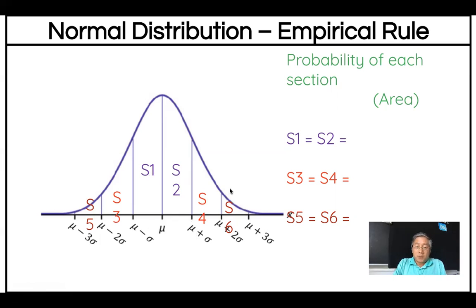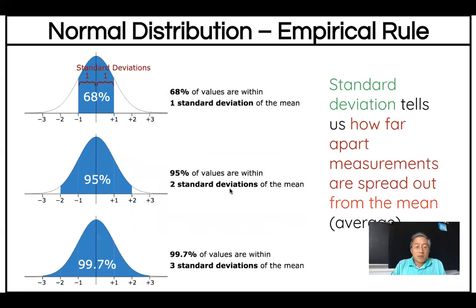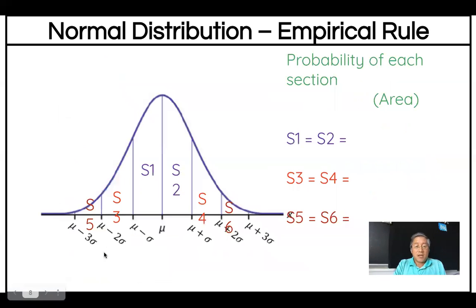So for the empirical rule, you should remember one standard deviation, 68%, 2 standard deviations, 95%, 3 standard deviations, 99.7%. That we call the empirical rule. You should remember it. Then we can calculate each section, how many percent, like this. S1, how many percent? You divide 68% by 2, which is 34%, 34% for S2, right? S3, S4, I already told you, but how do we get that?